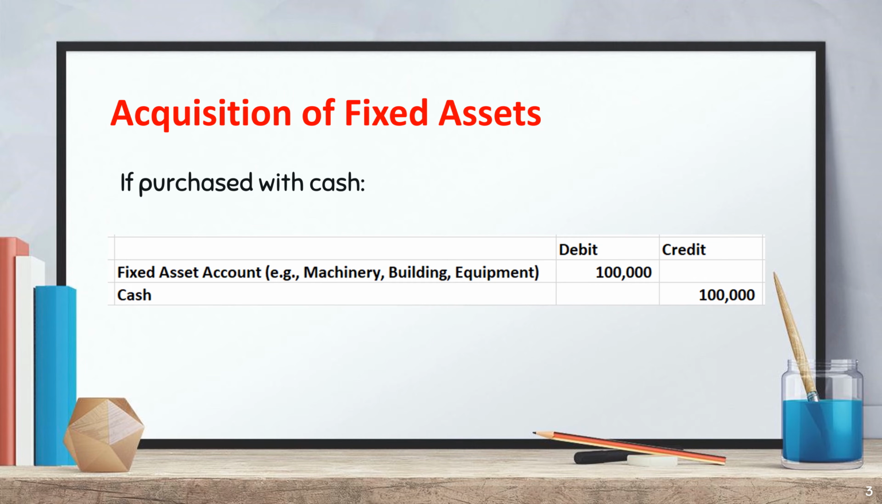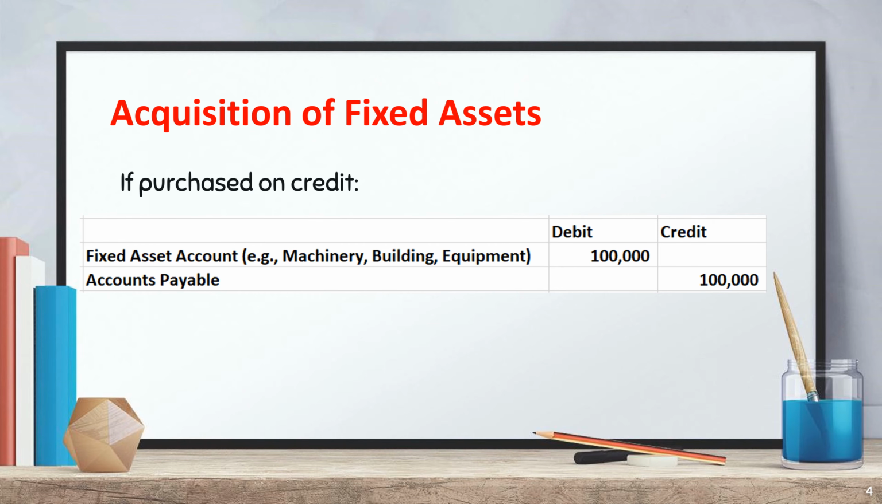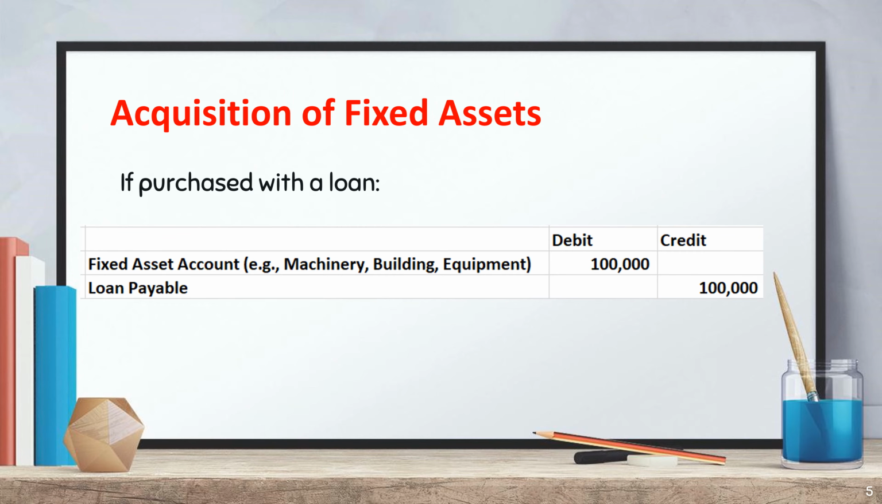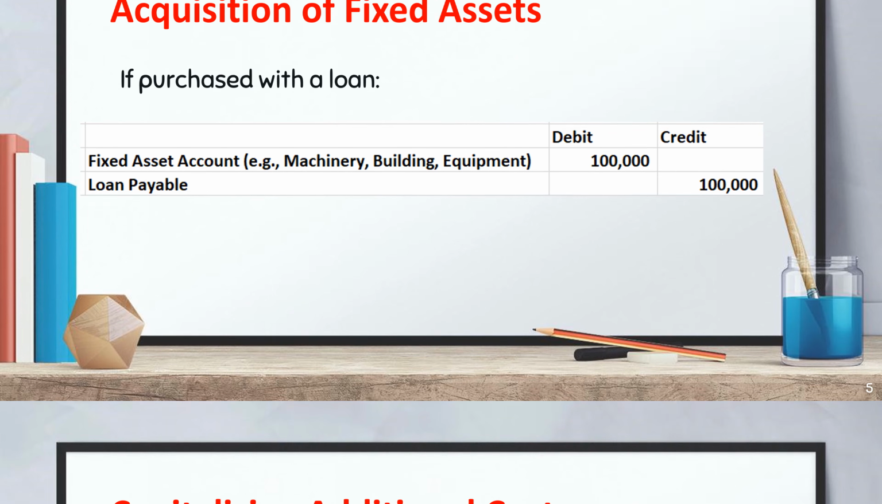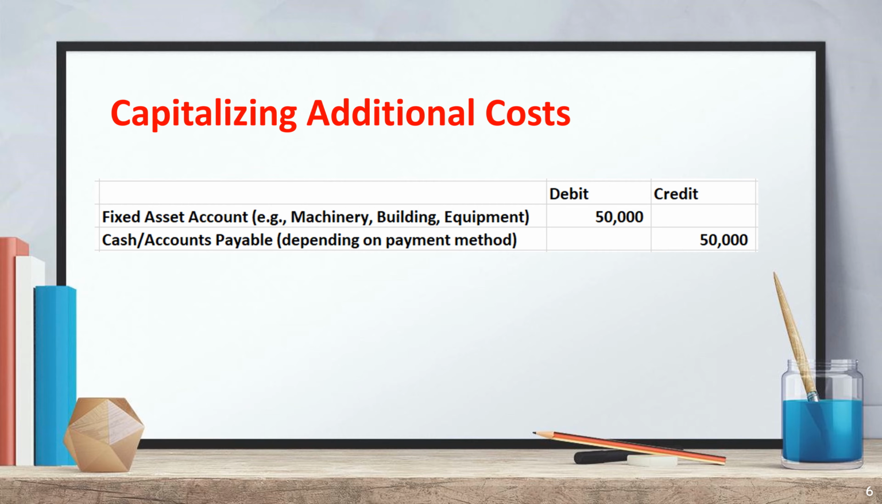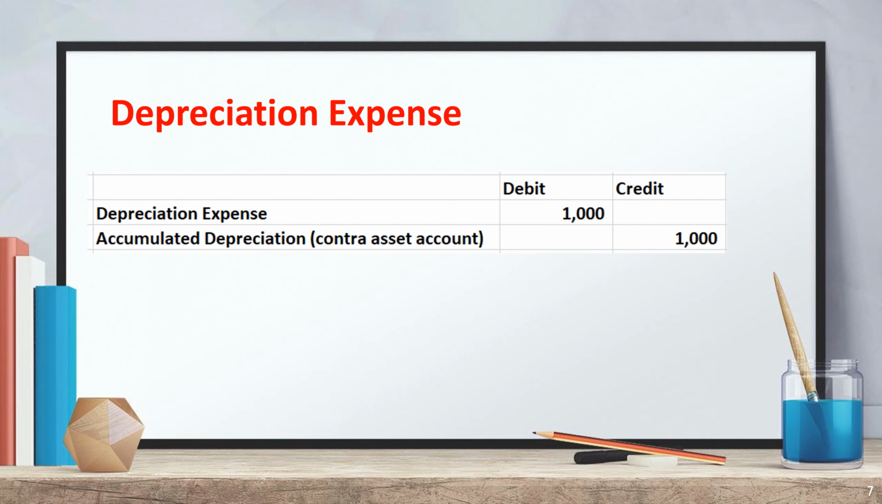The first scenario is acquiring a fixed asset. When a fixed asset is purchased, the entry depends on whether the purchase was made in cash, on credit, or through financing. If purchased with cash, here is the journal entry. If purchased with credit, here's the journal entry. If purchased with loan, here is the journal entry. Additional costs directly attributable to bringing the asset to its intended use, e.g., installation, transportation, should be capitalized. Here is the journal entry.